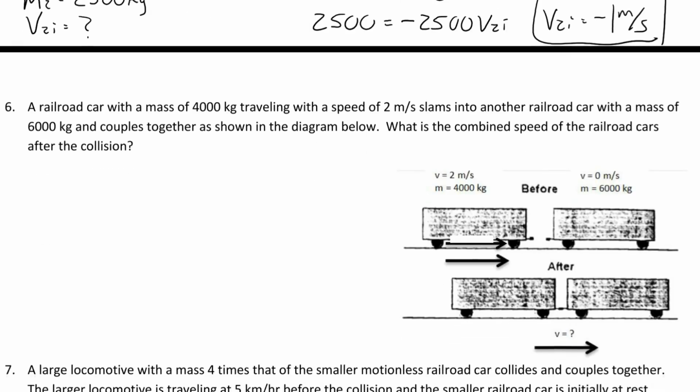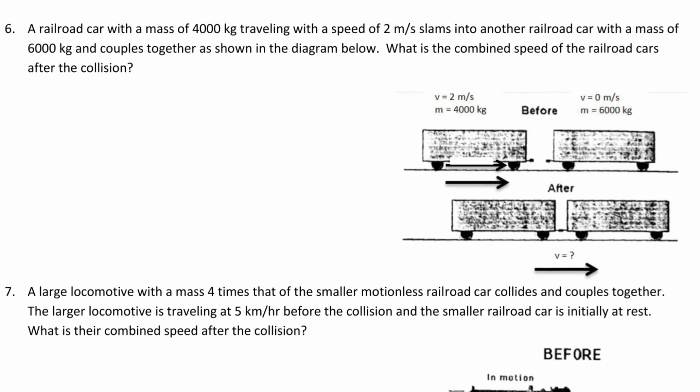Okay. Number 6 says a railroad car with a mass of 4,000 kilograms, so M1 is 4,000 kilograms, is traveling with a speed of 2 meters per second, so V1I equals 2 meters per second, and it slams into another railroad car with a mass of 6,000 kilograms, so M2 is 6,000 kilograms, and couples together as shown in the diagram below.